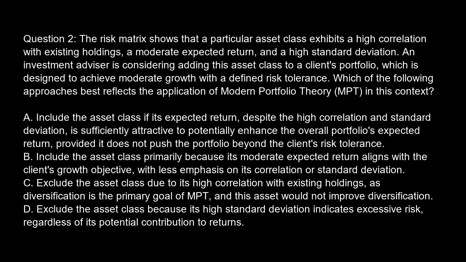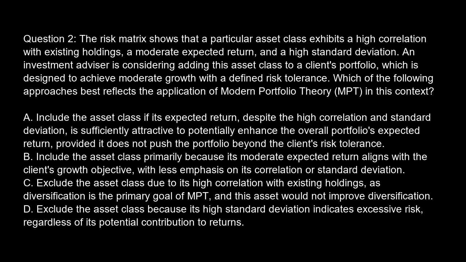Which of the following approaches best reflects the application of modern portfolio theory, MPT, in this context? Option A. Include the asset class if its expected return, despite the high correlation and standard deviation, is sufficiently attractive to potentially enhance the overall portfolio's expected return, provided it does not push the portfolio beyond the client's risk tolerance.